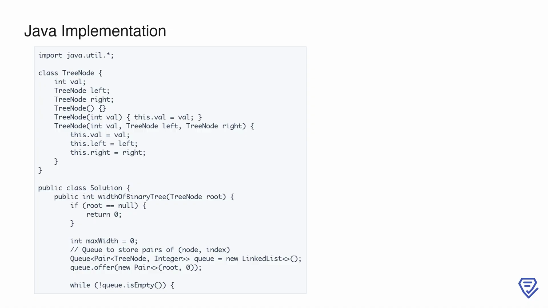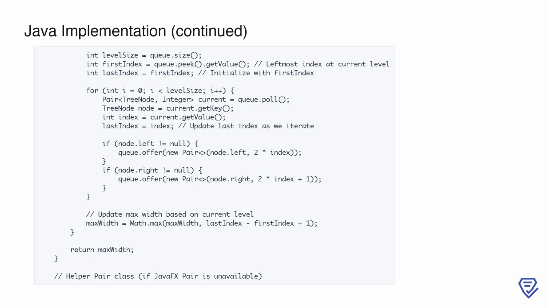To traverse the tree level by level, we use a queue that stores pairs of nodes and their respective indices. These indices represent the node's position in a virtual binary tree structure. We initialize the queue by adding the root node with an index of 0 and then enter a while loop that processes each level of the tree as long as the queue is not empty. Within the while loop, we start by determining the size of the current level using the queue's size. We also retrieve the index of the leftmost node at this level, which helps in calculating the width later. For now, we initialize the last_index variable to the same value as first_index.